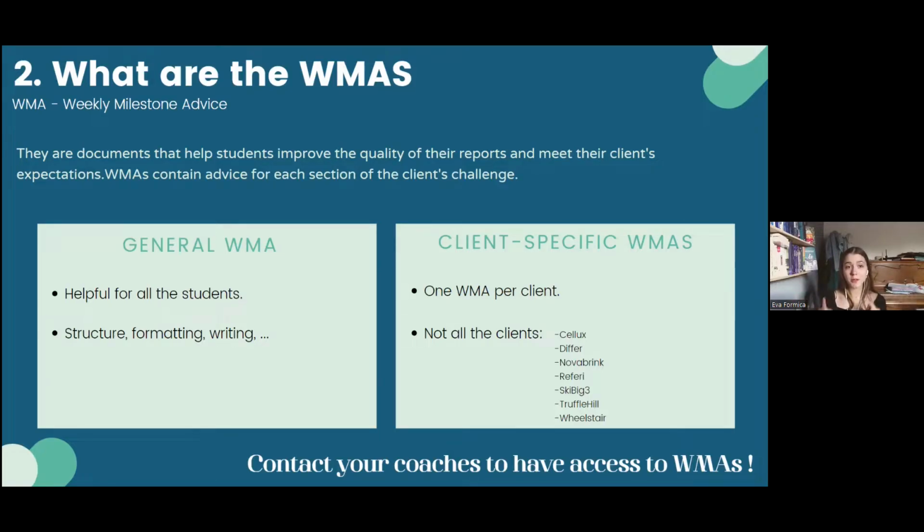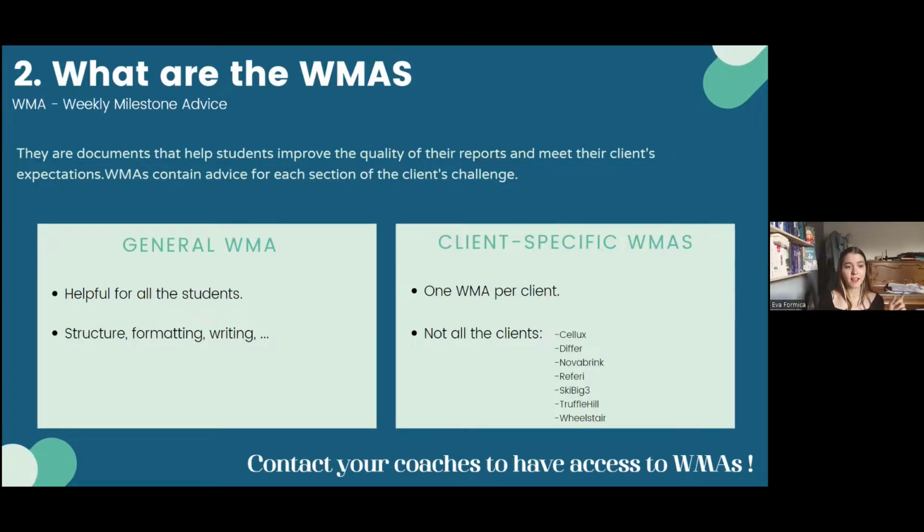And then you have WMA4, but there is no section 4 because the WMA4 gathers all the advice that we may have forgotten to write in the previous ones. So yeah, there are two kinds of WMA. You have the general WMA and the client-specific WMA.